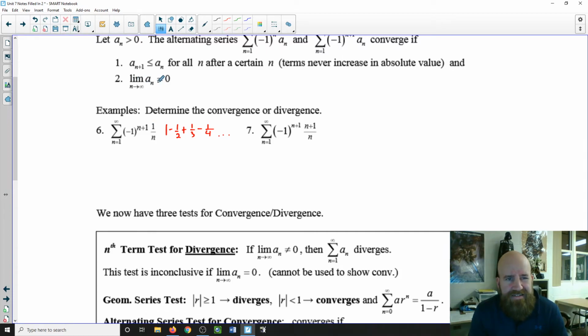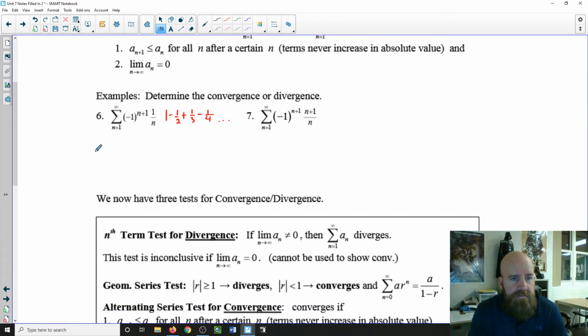The second condition is that the limit approaches 0. Okay, so we have to double check that. So just because this is happening doesn't mean that it converges. So 1 over n. So limit as n approaches infinity for 1 over n. So if we plug in infinity, we get 1 over infinity, which we know equals 0. So this will converge due to the alternating series test. Okay, so converges.